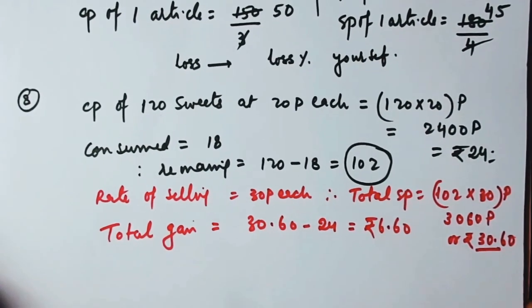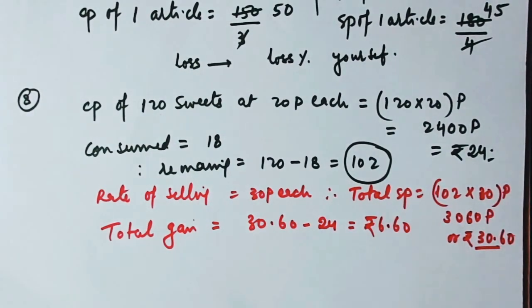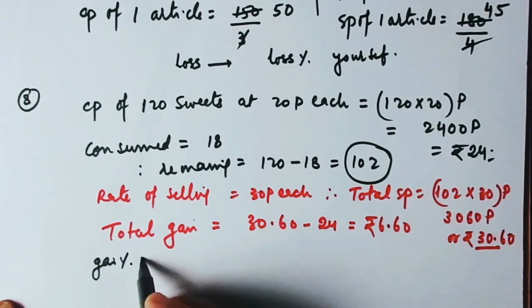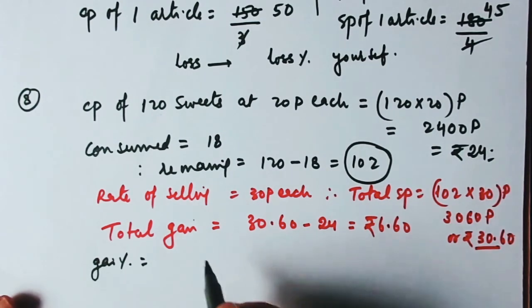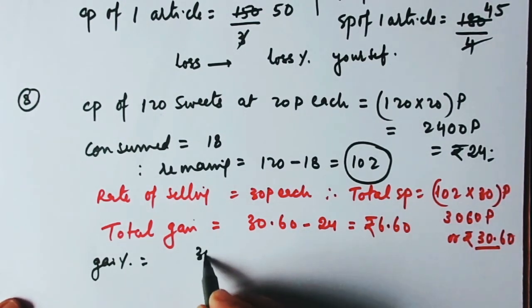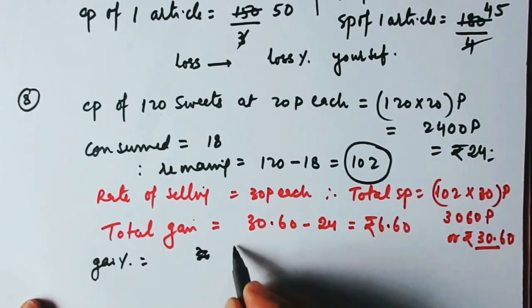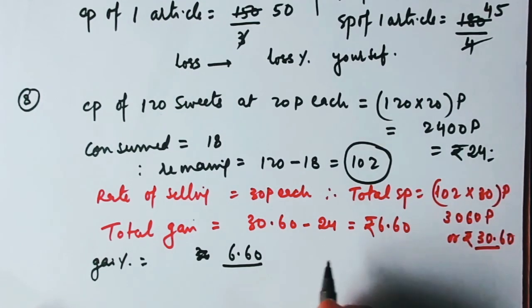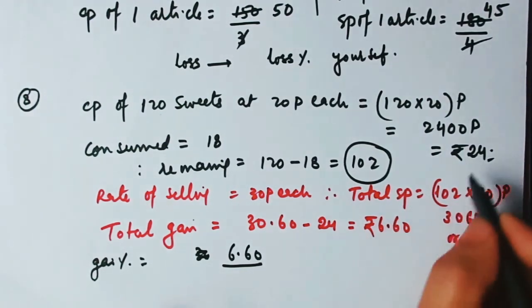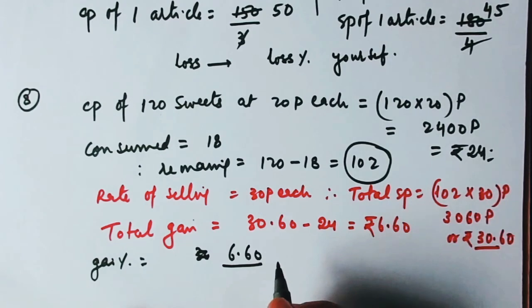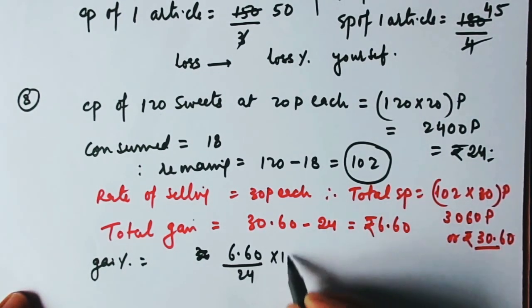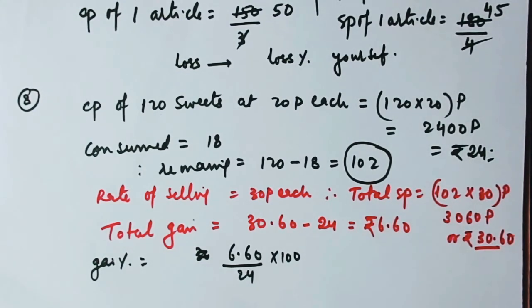Can't you find out the gain percent? Of course, you can find out the gain percent, because you have learned that gain percent is equal to gain by CP into 100. This is my gain. What is my gain? 6.60. Gain by CP. Where is the cost price? Cost price is 24. So this was the total cost price, times 100.